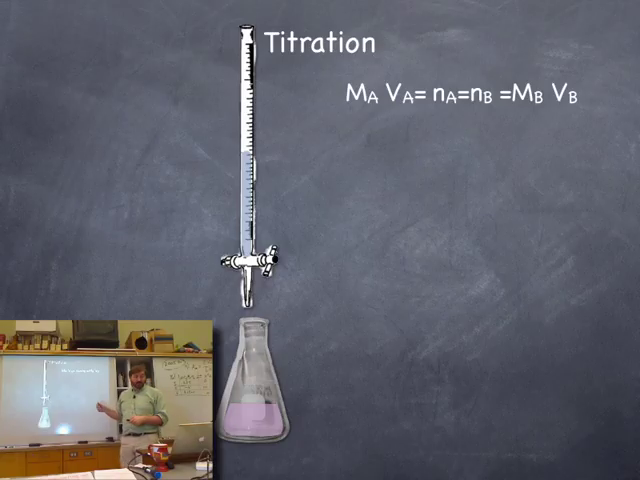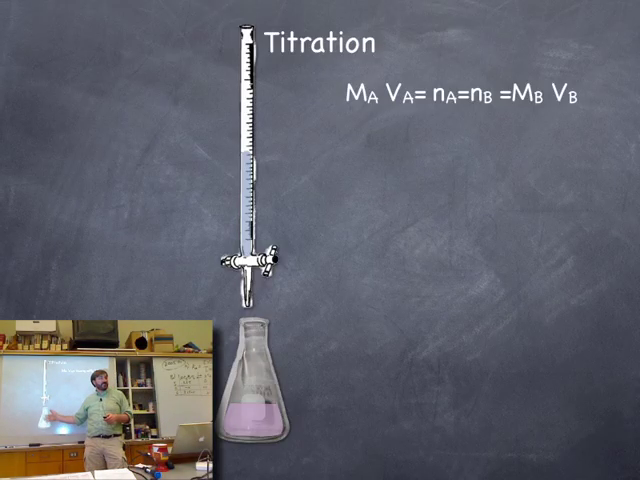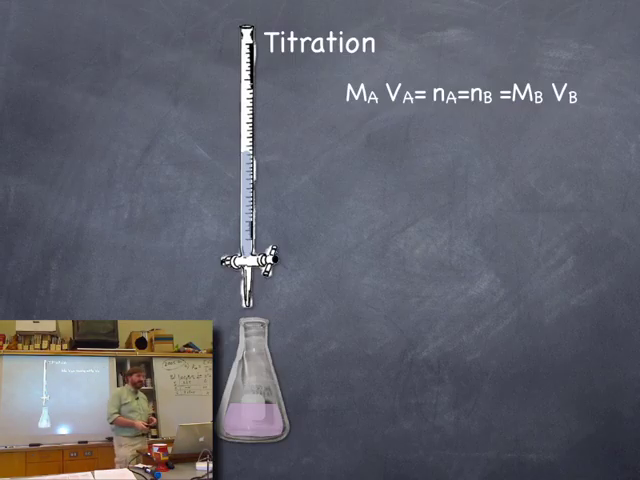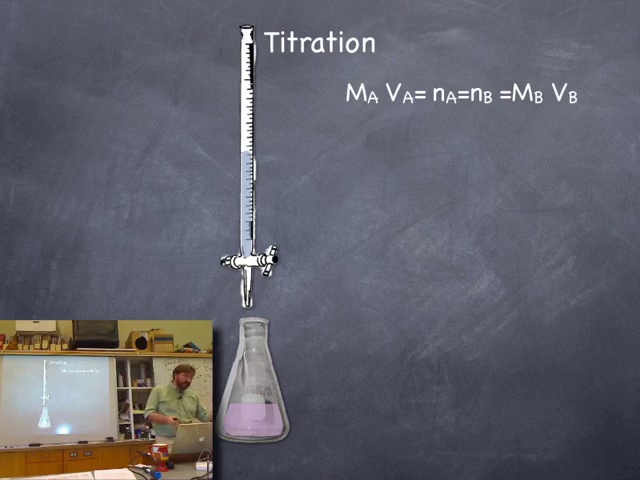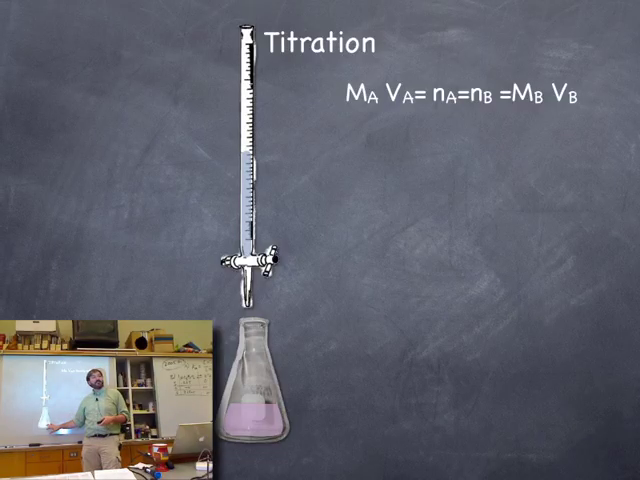So that's the basic idea here. We do a reaction. We're going to mix two solutions, an acid and a base. Typically, we're going to mix a strong something with a weak something. So a strong base, sodium hydroxide, with our weak acid, or a strong acid with a weak base.